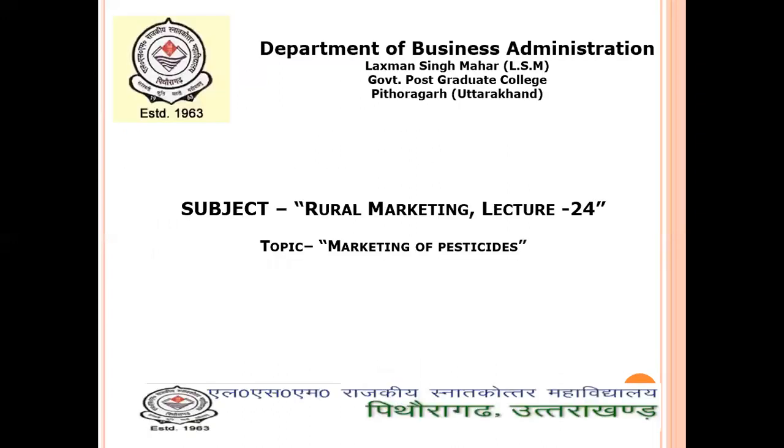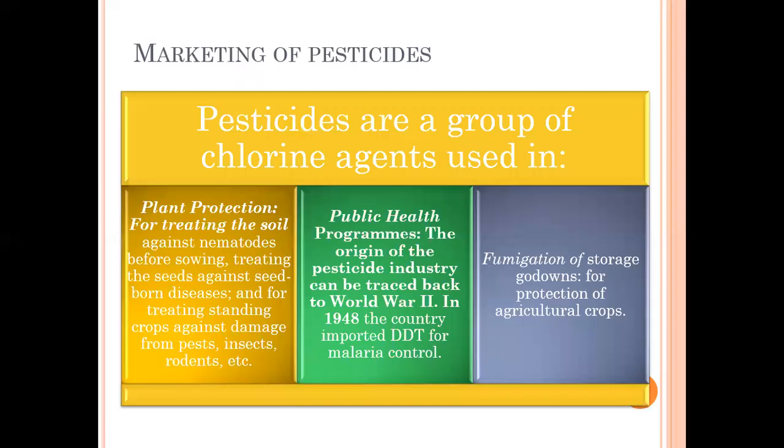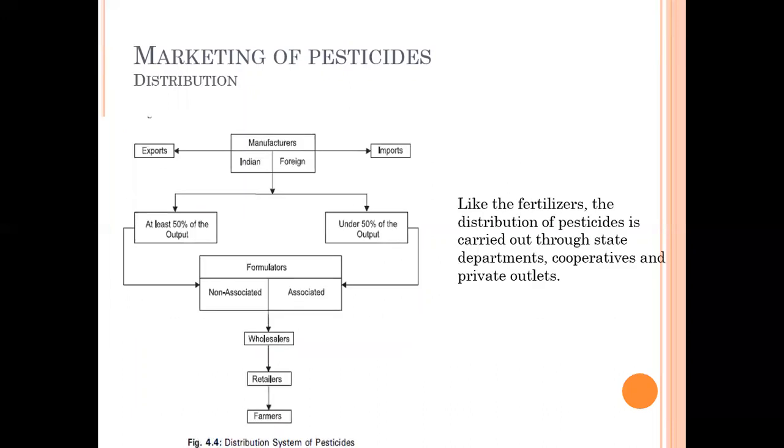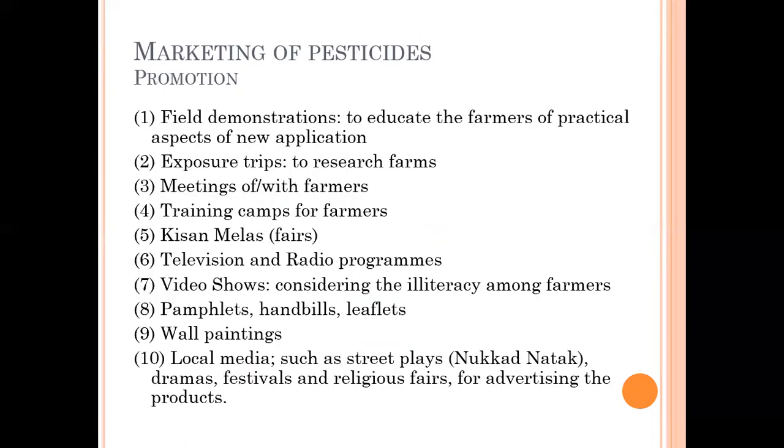We have discussed first of all what pesticides are and why they are used, and when pesticides were first used in India. Then we have seen the different categories of pesticides. Then we have seen the distribution of pesticides, how we distribute them. And finally, we have seen how to do promotion of pesticides. So this is all for today's lecture.